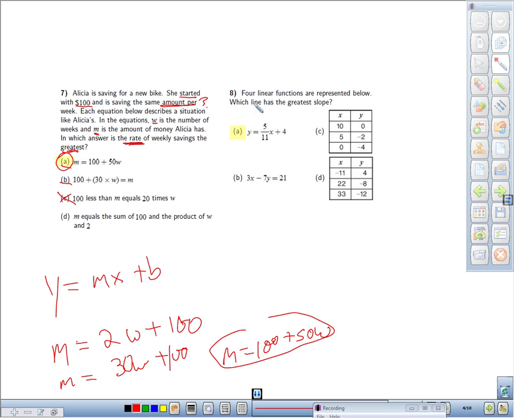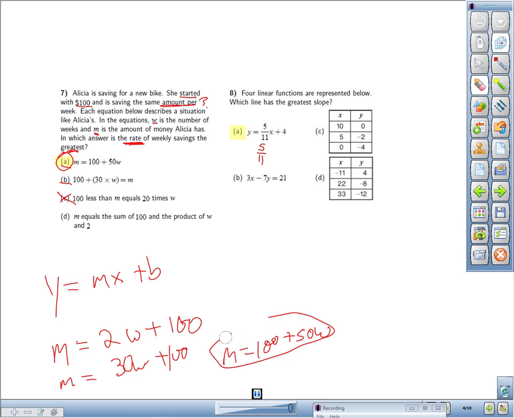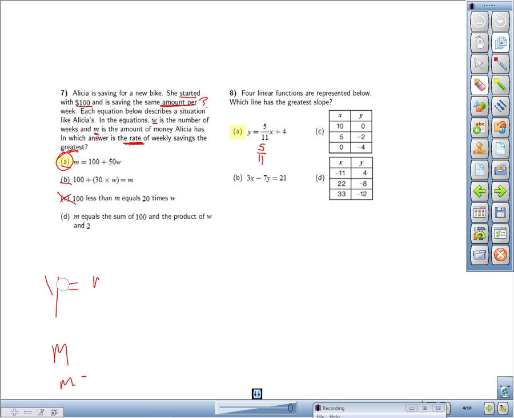All right, well, let's take a look at number 8 then. Since we have 4 linear functions represented below, which one has the greatest slope? Well, notice A is the only one that actually gives you the slope up front of 5 over 11. So we actually need to figure out what the other slopes of these lines are to be able to answer the question. So let's make ourselves some space here, and we'll see which of these has the greater slope.